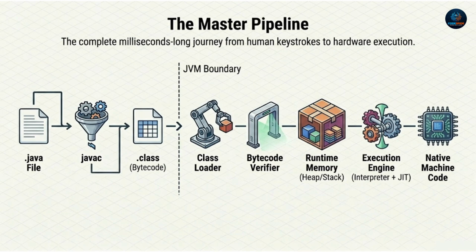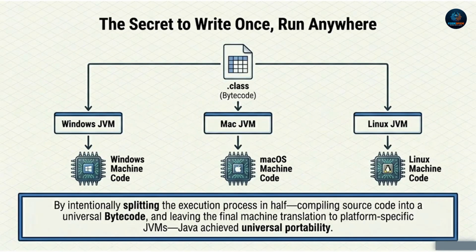All these steps happen within a millisecond only. After runtime memory allocation, meaning heap memory or stack memory, the execution engine comes into the picture. After interpreting the code and generating the actual machine code, it is converted into native machine code. Then the last question is: why is Java platform independent?